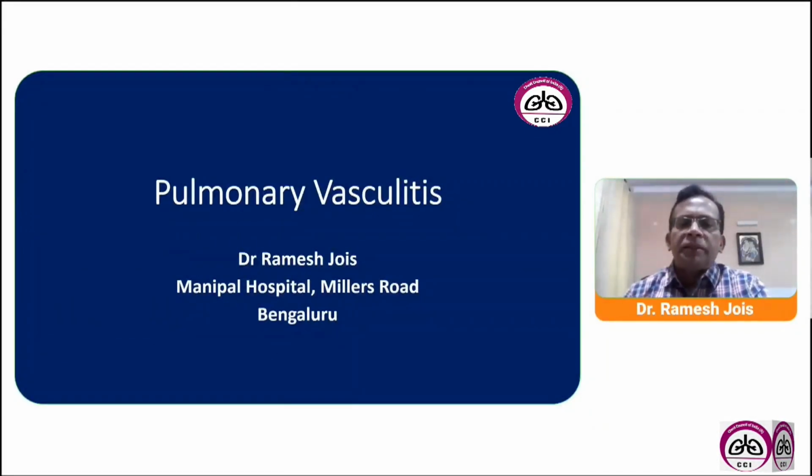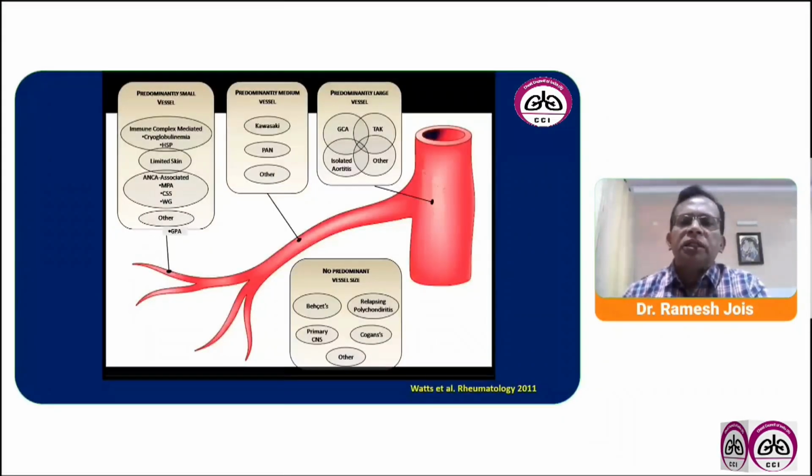So my presentation today is basically about pulmonary vasculitis from a rheumatologist's perspective. As we know, the vasculitis phenotype is based on the vessel size that is affected, whether it's large vessel, medium vessel, or small vessel. The typical example for a large vessel vasculitis is Takayasu's, and the typical example for a small vessel vasculitis is ANCA-associated vasculitis.